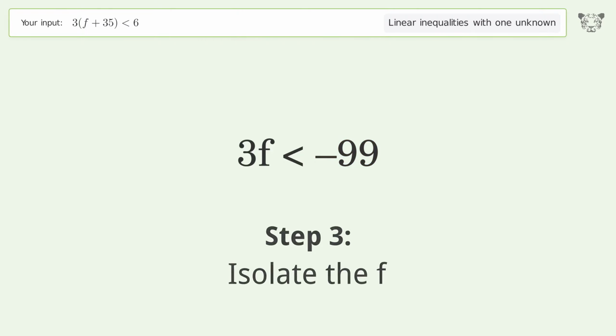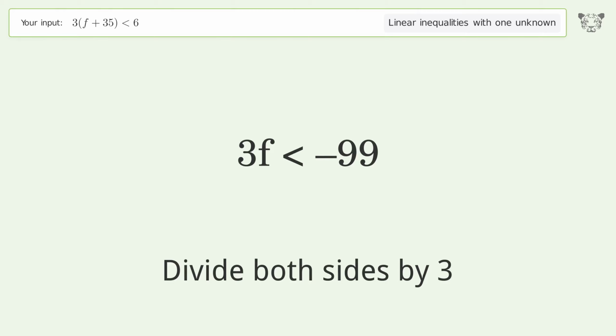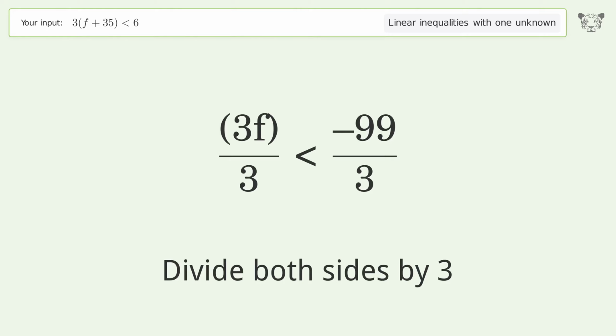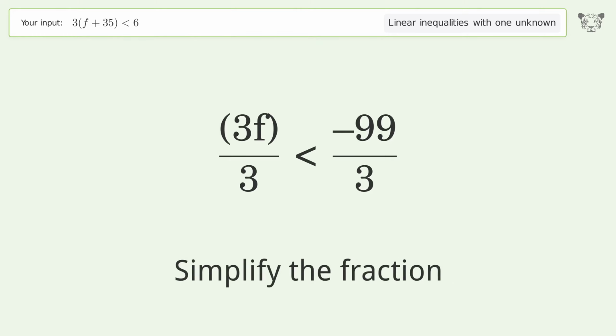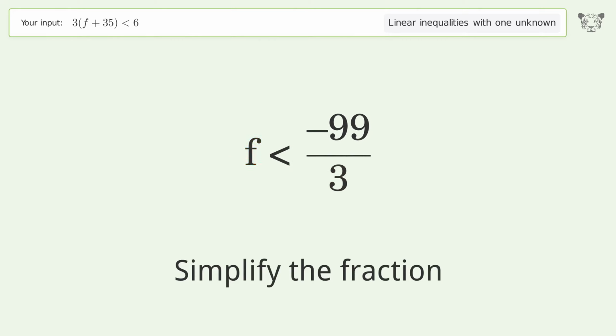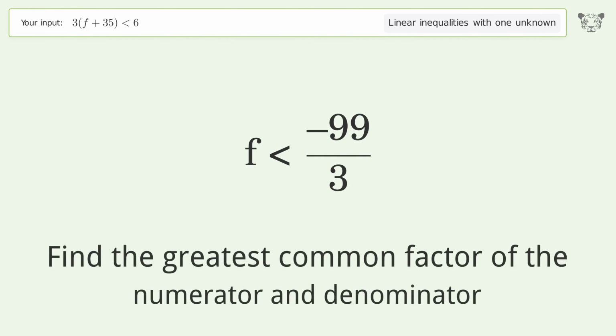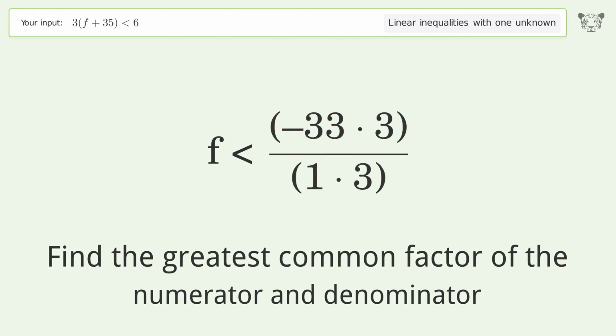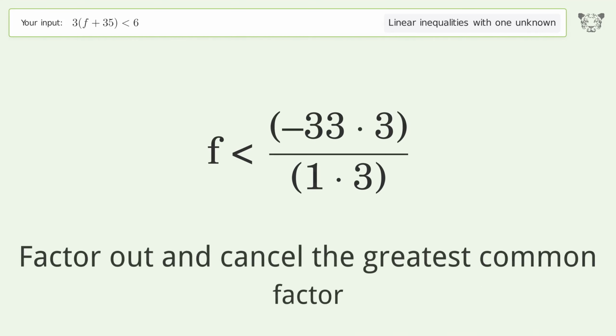Isolate the f. Divide both sides by 3. Simplify the fraction. Find the greatest common factor of the numerator and denominator. Factor out and cancel the greatest common factor.